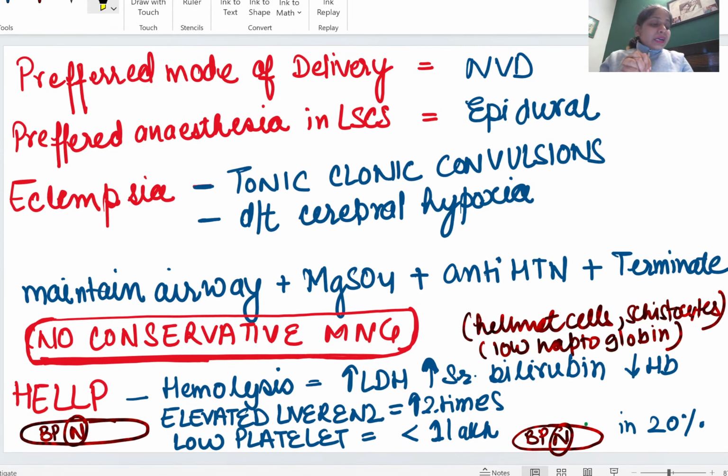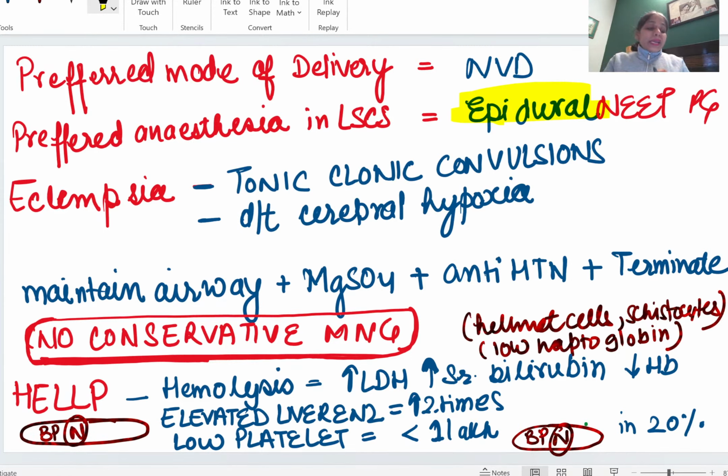What is the preferred mode of anesthesia? Question in the NEET PG. In FMG NEET PG questions, this repeats a lot. What is the preferred anesthesia if cesarean occurs in preeclampsia? For example, if the patient has fetal distress, it is an obstetric indication. What is the preferred anesthesia? The preferred anesthesia is epidural.